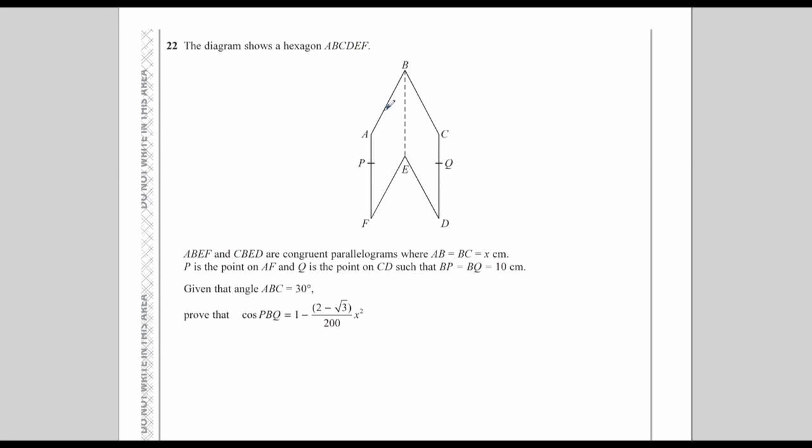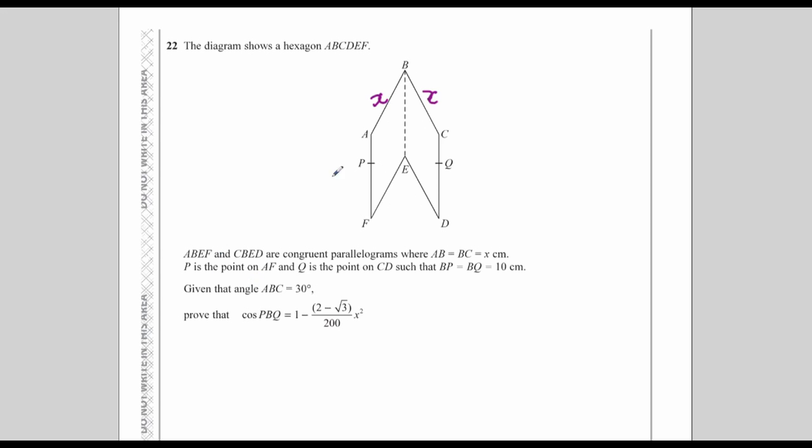The diagram shows a hexagon. That just means it's got 6 sides. 1, 2, 3, 4, 5, 6. A, B, E, F, which is here, and C, B, E, D are congruent parallelograms. We've just been talking about congruent triangles. That means they're the same. They may have just been rotated or flipped over. Okay, AB, which is here to here, equals BC, and they both equal x, these lengths.